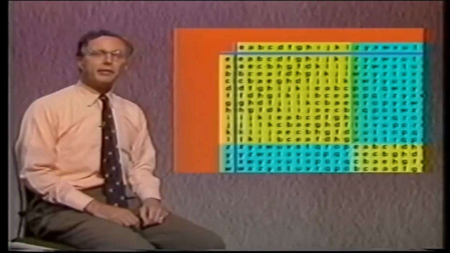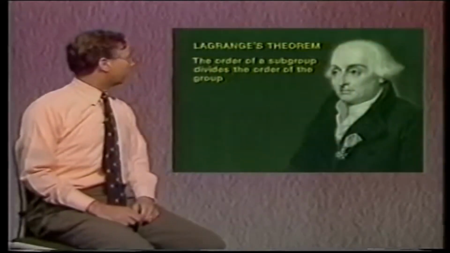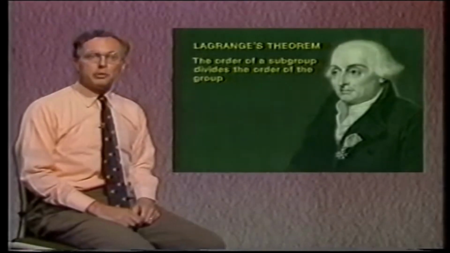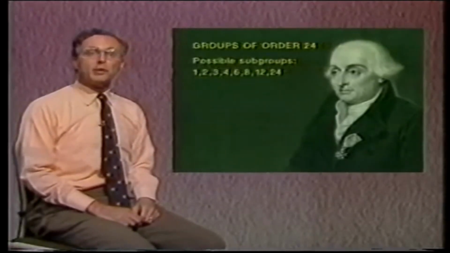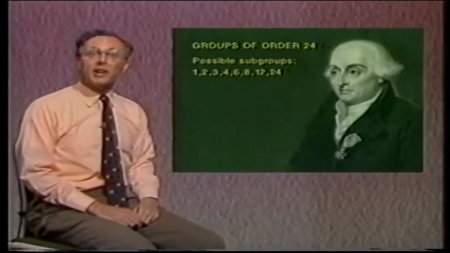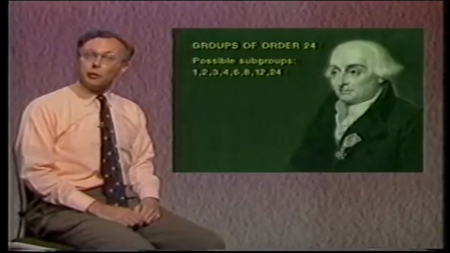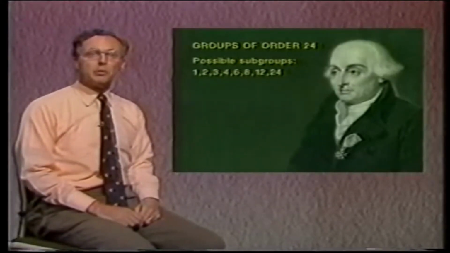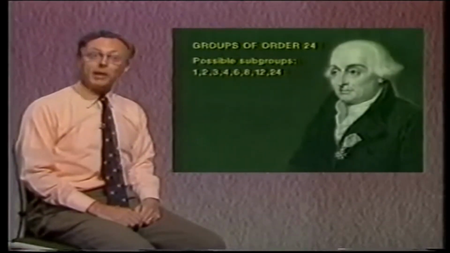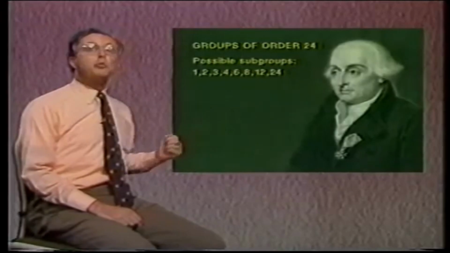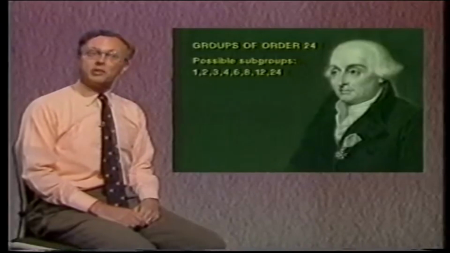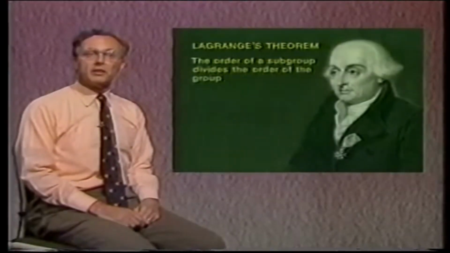What subgroups can you have? Lagrange's theorem gives part of the answer. The order of a subgroup must divide the order of the group. So in a group of order 24, these are the only possible orders of subgroups, the numbers that divide 24. You won't find any subgroups of order 5, for example, because 5 doesn't divide into 24. You might not find subgroups of all these orders, but you won't find any subgroups of any other orders. You'll be seeing an informal proof of Lagrange's theorem later.